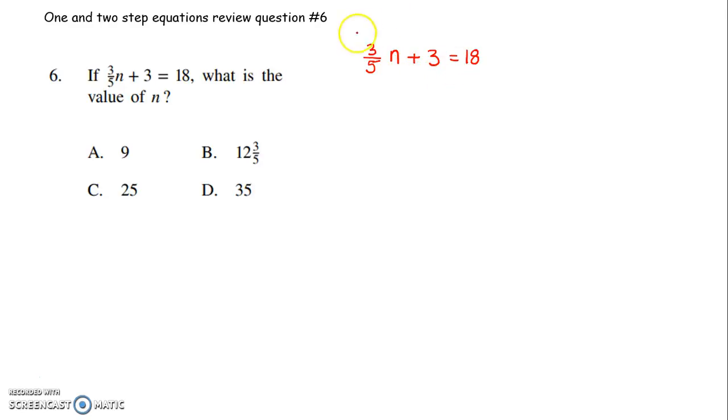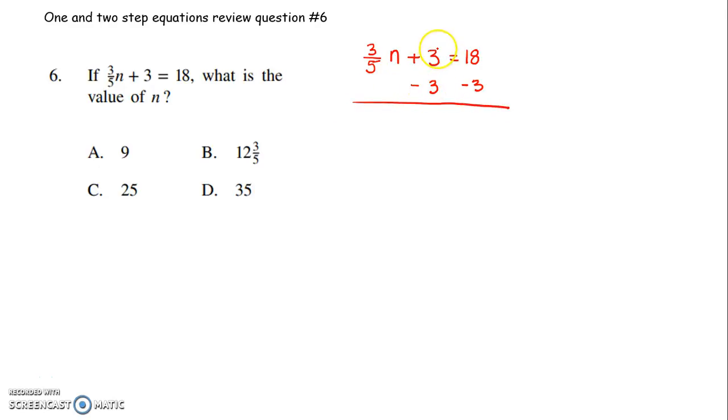Our first step is to undo any addition or subtraction to move all constants to one side of the equal sign. So right here, I'm trying to solve for n. So I first have to undo this addition or subtraction to move the 3 to the right side. So what's the opposite of addition? The opposite of addition is subtraction. So I'll subtract 3 from the left side of that equal sign, which means I need to subtract 3 from the right-hand side of that equal sign.